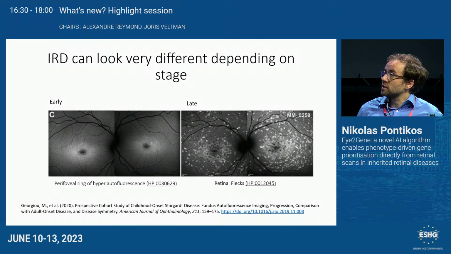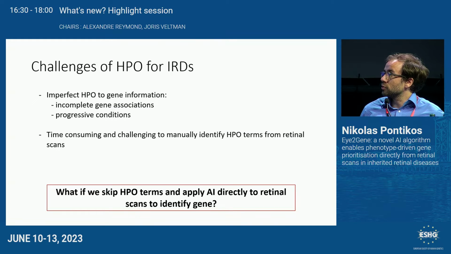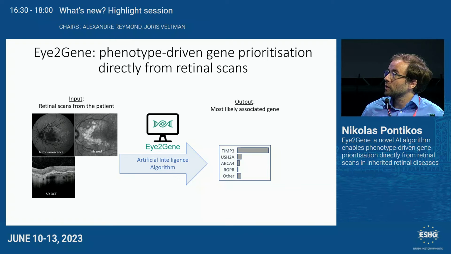And also another challenge is that when the disease progresses, the HPO terms also change. So these challenges with HPO terms, which are incomplete information about gene associations, progressive conditions, and also, I haven't even mentioned, the time it takes to actually identify these HPO terms, have motivated our approach, which is to try and use AI directly on the retinal scans to identify the genes, rather than going through the HPO terms. So this is the idea behind Eye2Gene, which takes as input retinal scans and applies an artificial intelligence algorithm to prioritize which gene is the most likely to be causing the disease.